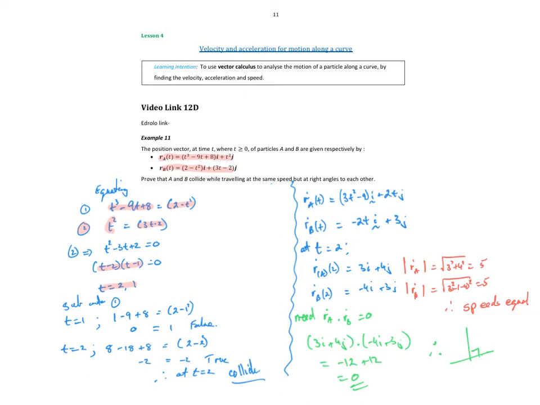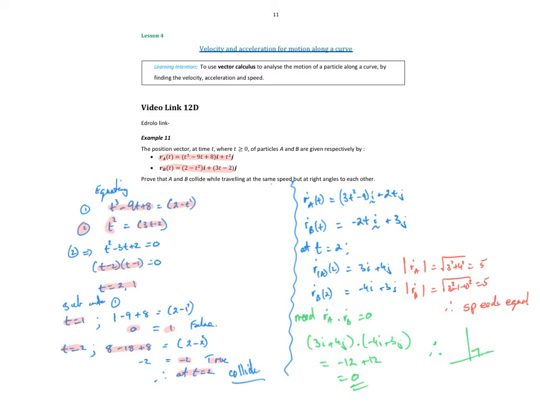But will they be at the corresponding i component? If I substitute t equal to 1 into the first equation, I'll end up with 0 is equal to 1. So no, they're not going to be at the same point. But if I put t equal to 2 into the first equation, I'll get negative 2 is equal to negative 2, which is true. So it's only at t equal to 2 seconds that they will collide.